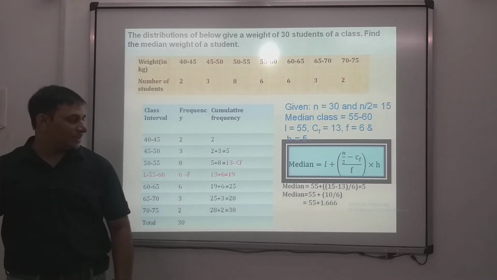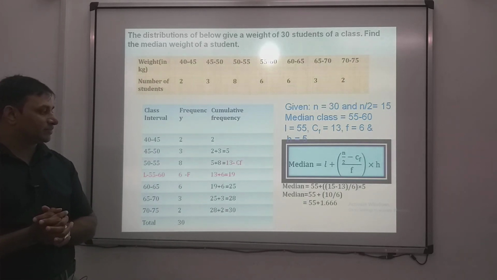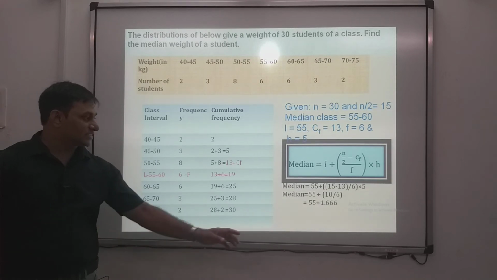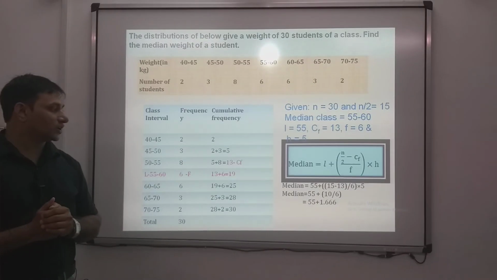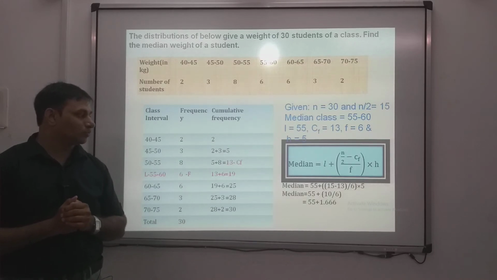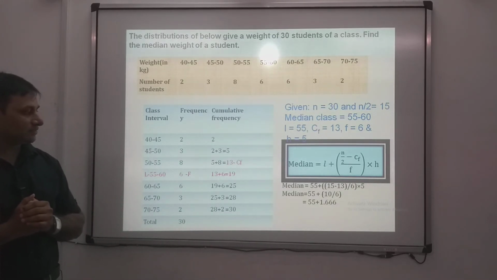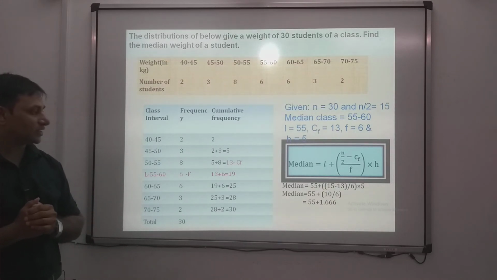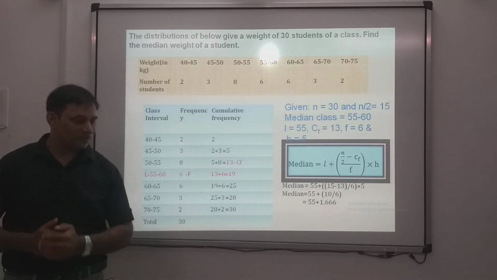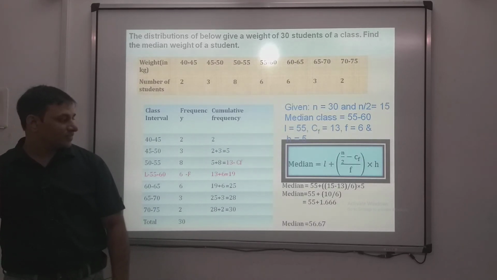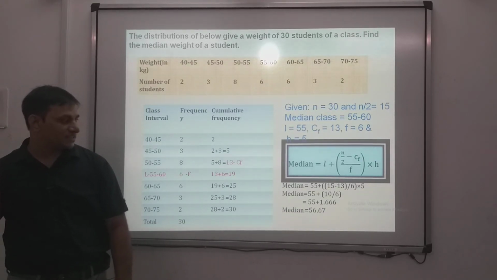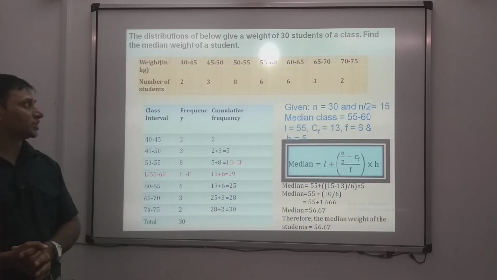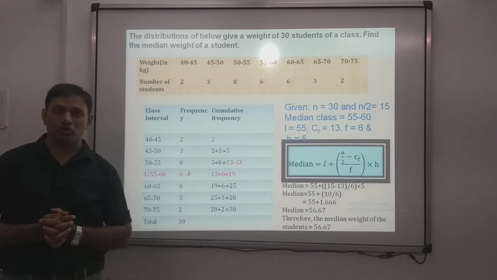Round it off, as the third digit after the decimal is greater than 5. You can see there it is 6, 6 and 6. So the third digit after the decimal we need to take to the second digit. As it is more than 5, I will add 1 to the earlier one, and I will get 1.67. 55 plus 1.67, I will get 56.67. That is the median of the given class. I hope you understood this about median of grouped data.